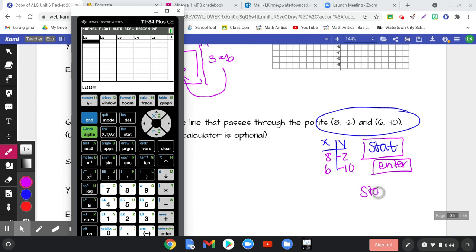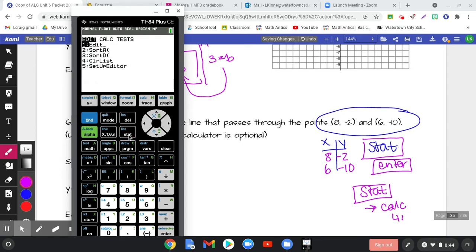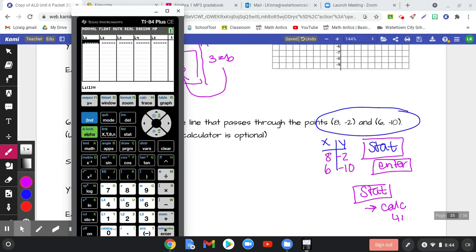And then to get the information, we're going to hit stat again, but we're going to go over and have the calculator do some calculations and choose choice 4. So again, everything's in stat. You already put your numbers in the list. Oh, no, I didn't. I just cleared. Sorry. 8, 6 for my x's, negative 2, enter, negative 10 for my y's. So double check 8, negative 2, yep. 6, negative 10, good to go.